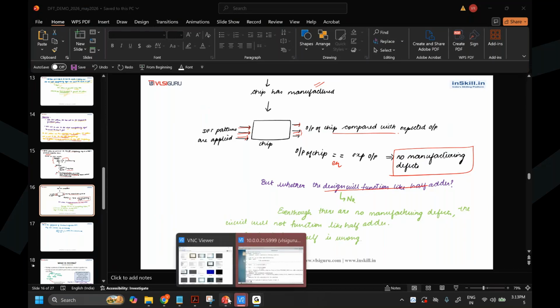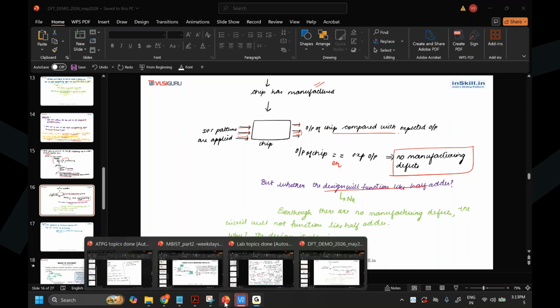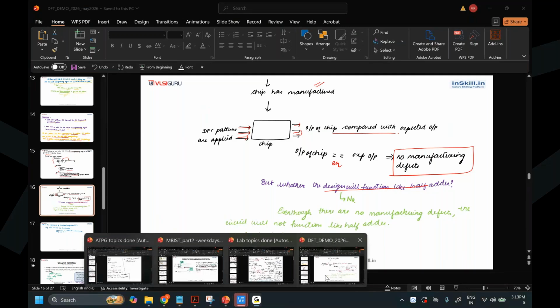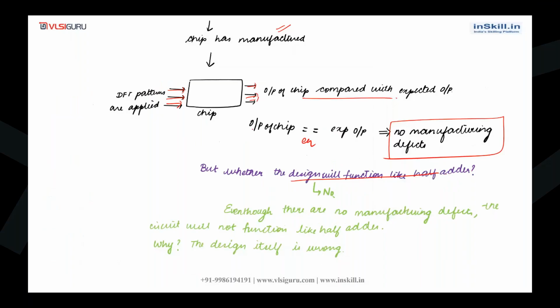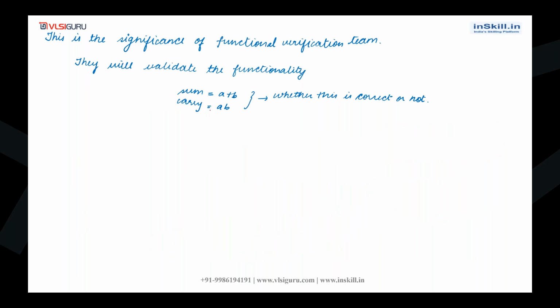Yes, correct, Shreya. Your answer is correct. It will not function like a half adder. Even though there are no manufacturing defects, the circuit will not function like a half adder. Why? The design itself is wrong. So this is the significance of the functional verification team.